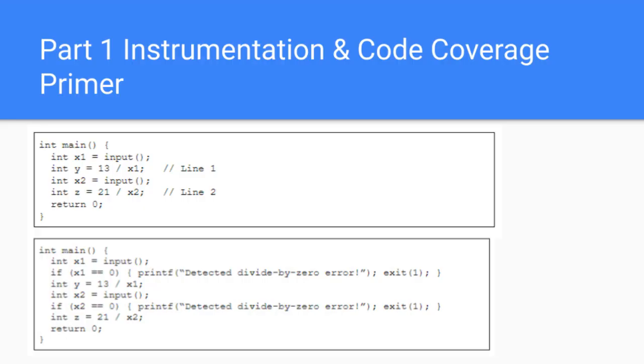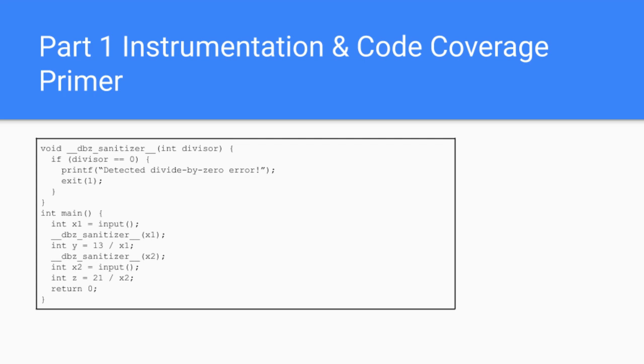So looking at this code snippet, we can see that we have two potential divide by zero errors, one at line 1 and one at line 2. In the second box, we've added some manual checks to catch this error, but that's a little bit repetitive. So expanding on that, here we've encapsulated the check into a sanitizer function that we can reuse. So every time that there is a division instruction, now the sanitizer is called to do the check.